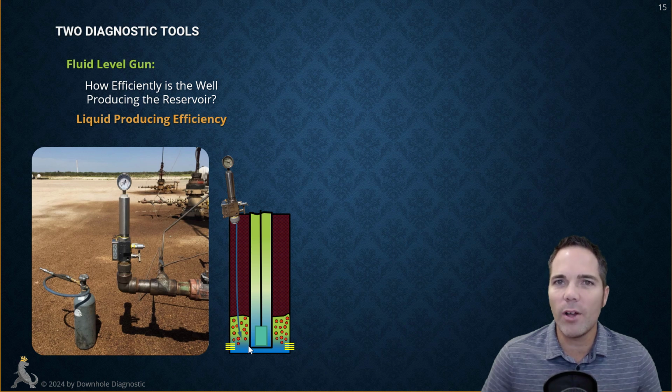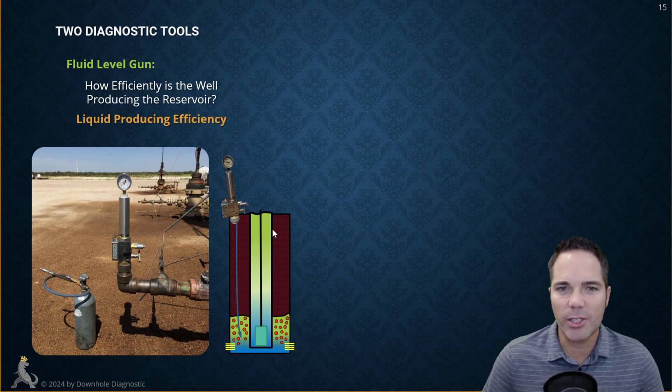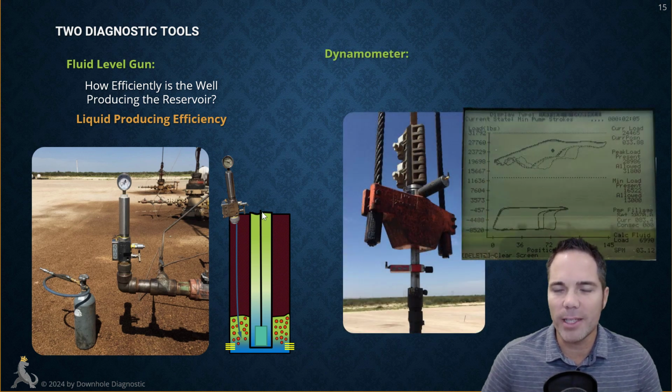If we have a well pumped off, that means our liquid producing efficiency is high. Let's say 100%, assuming we have low casing pressure, which you should have on most forms of artificial lift, or at least rod pump and ESP.